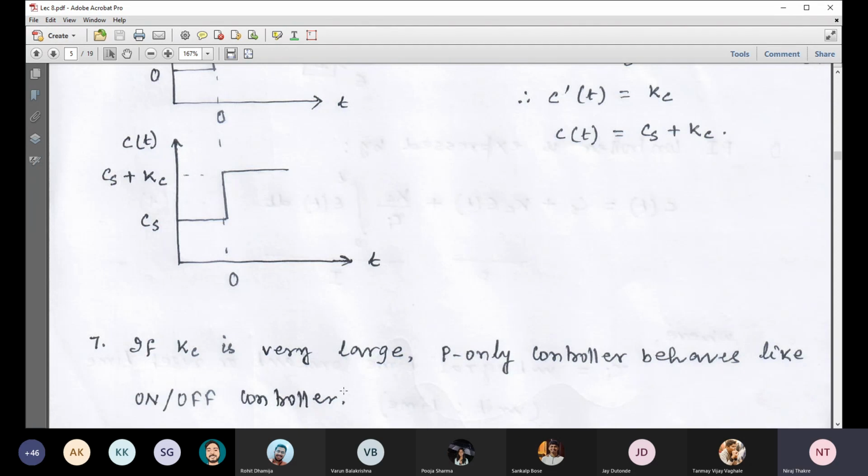See, error is either in positive direction or in negative direction. You just think that there is oscillatory response. So sometimes error is on the positive side and then negative side, like that way. And if Kc is multiplied with error and Kc is very, very large, in that case, either it's completely on or completely off. It's like that.